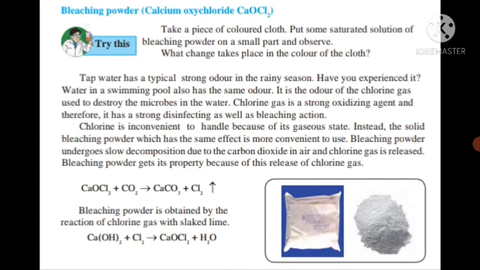This bleaching powder is obtained by the reaction of chlorine gas with slaked lime. The molecular formula of slaked lime is Ca(OH)2, calcium hydroxide. When this calcium hydroxide reacts with chlorine gas, we get CaOCl2, that is the bleaching powder, plus H2O. Here in the picture, we can see the bleaching powder.